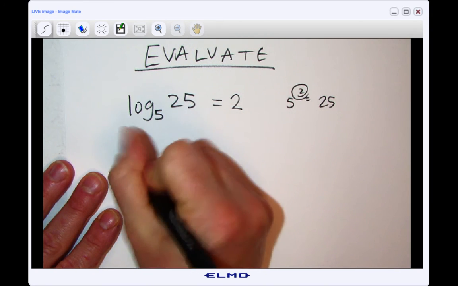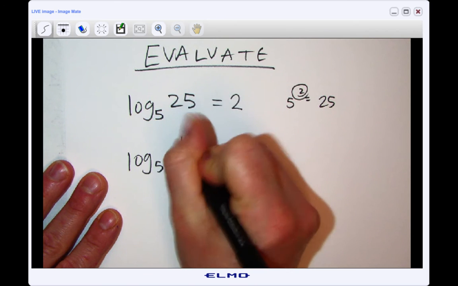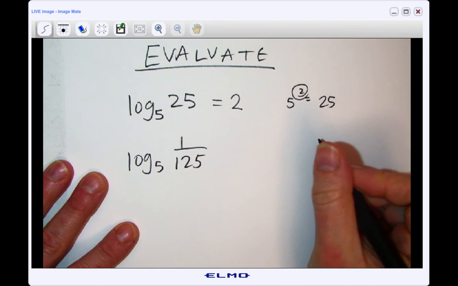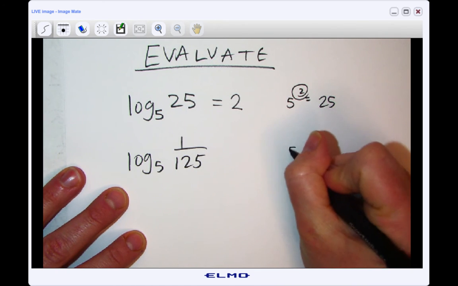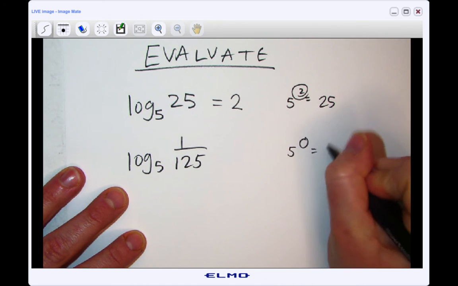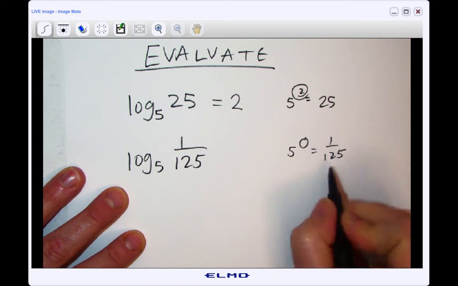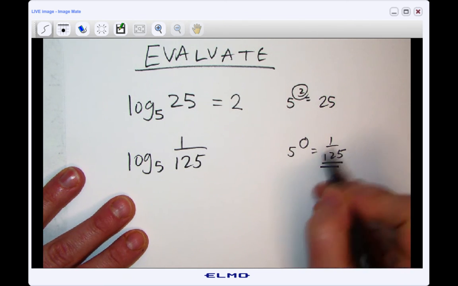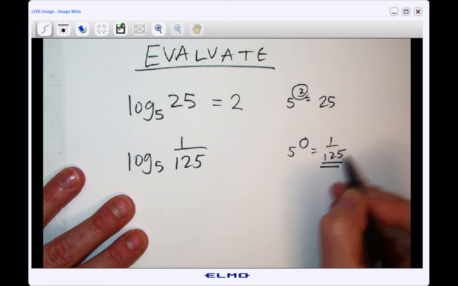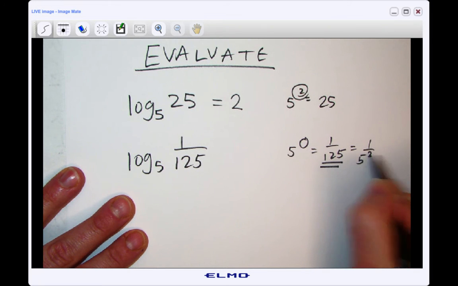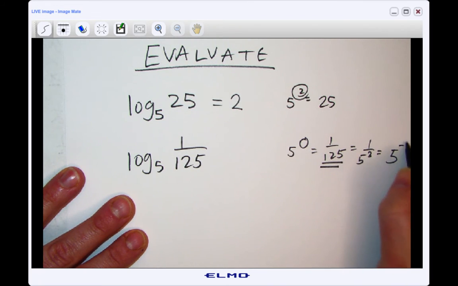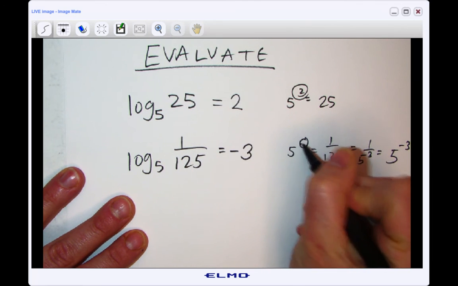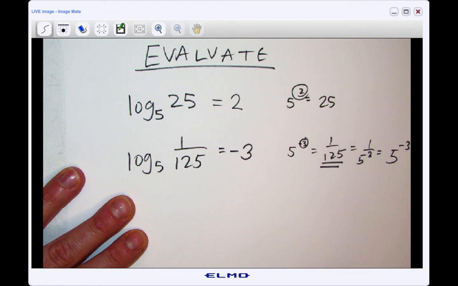How about this one? Log base 5 of 1 over 125. Well, again, what should my brain be asking me? What do I have to raise 5 to get a 1 over 125? Well, hopefully you see that this is 5 to the third, and it's on the bottom of the fraction. So this guy is equal to a negative 3. It's equal to that exponent.